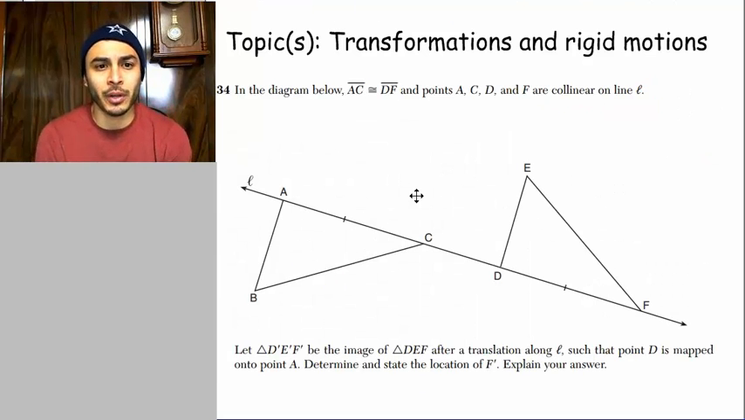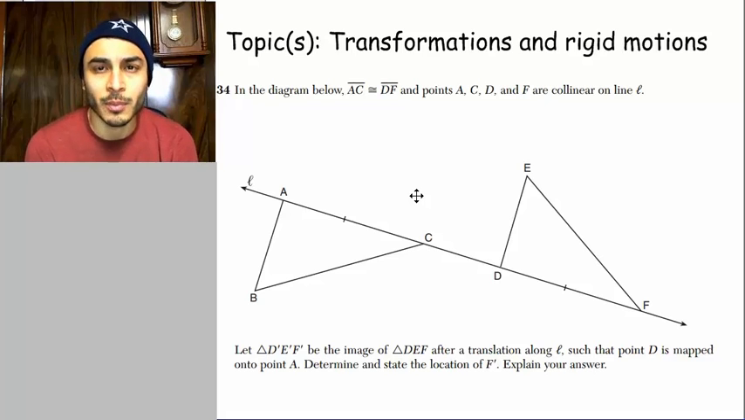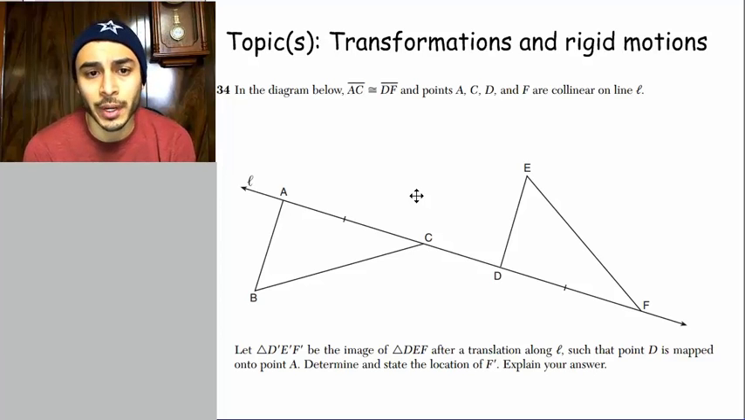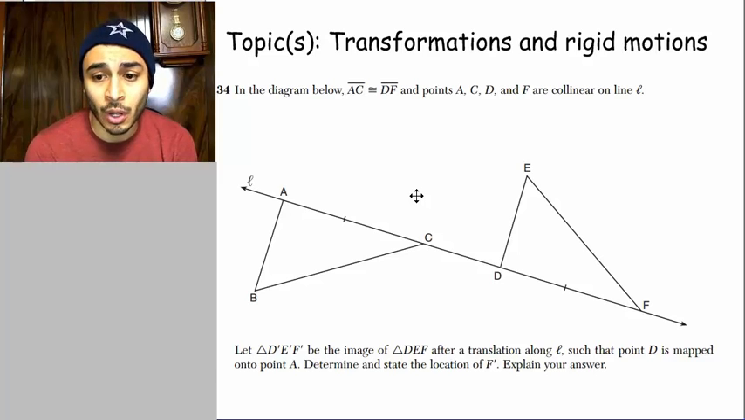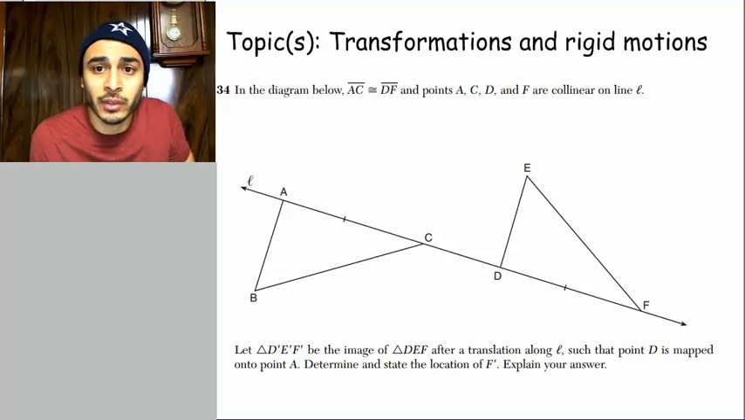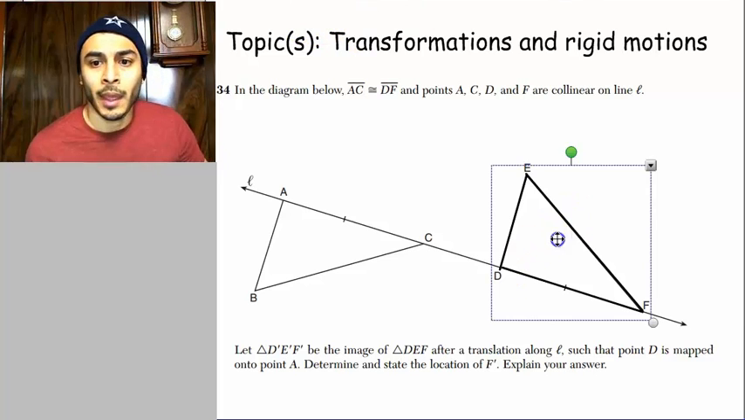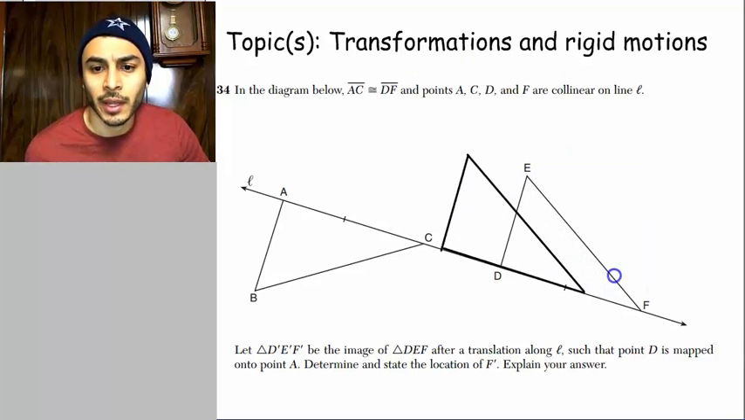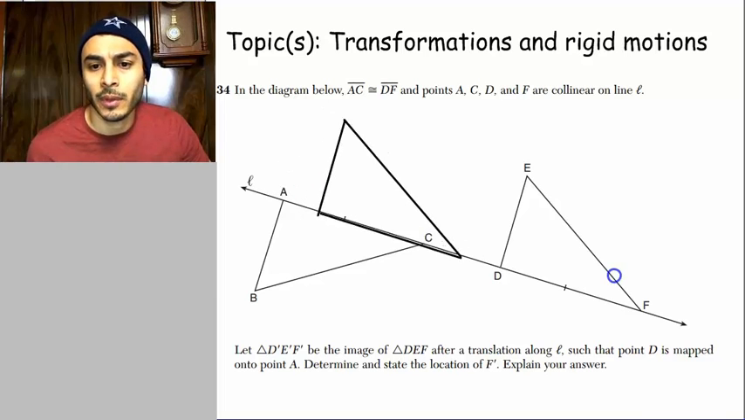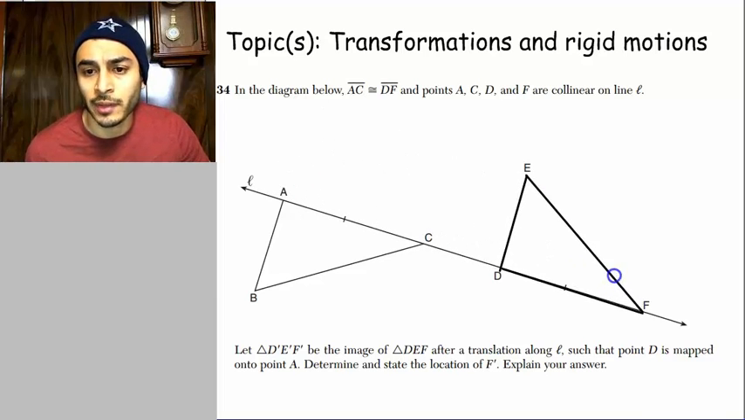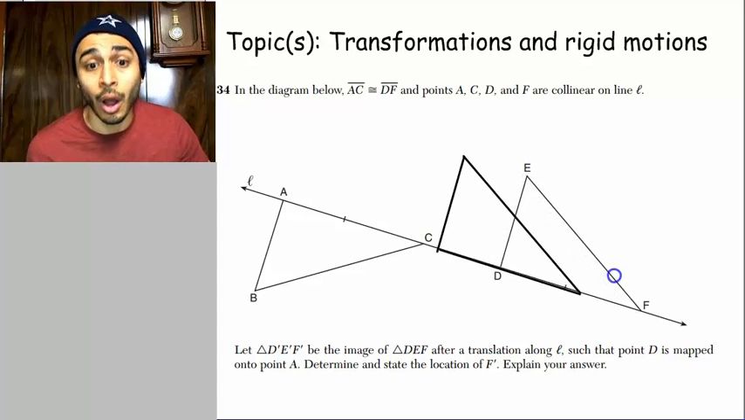All right, so number 34, this is a transformations and rigid motions type of question. So what are they giving us in the diagram? They're giving us two triangles. What they are saying is that there's another triangle which is not pictured here that is the result of a translation along the line L. So that triangle that's not pictured here is the result of a translation of triangle DEF along the line L, right?